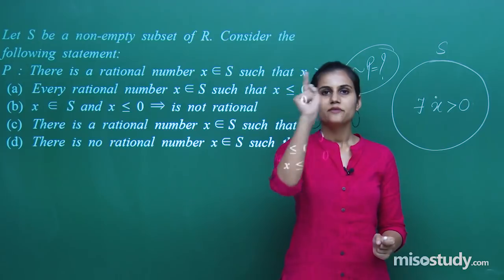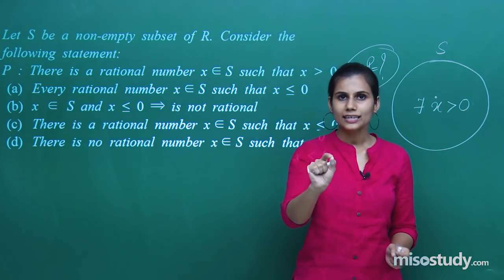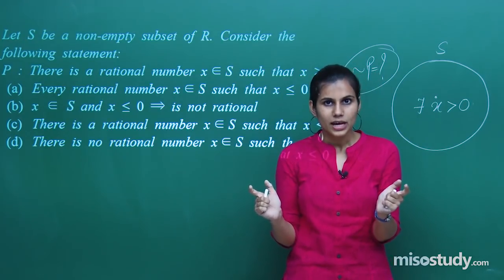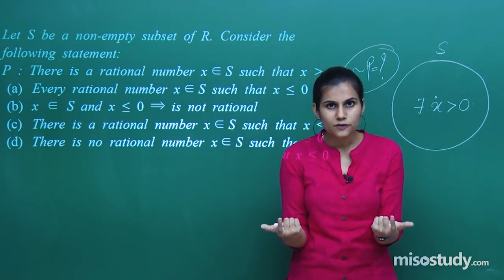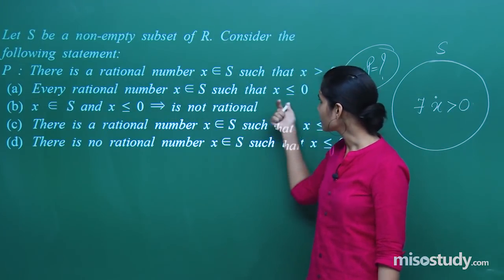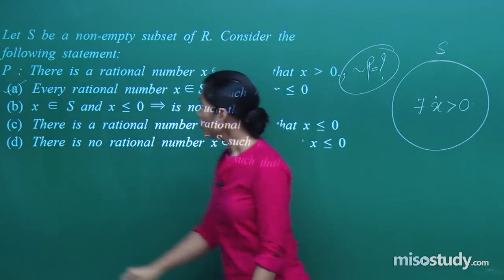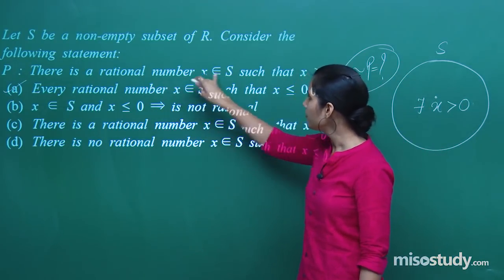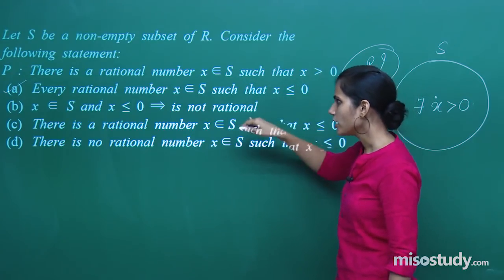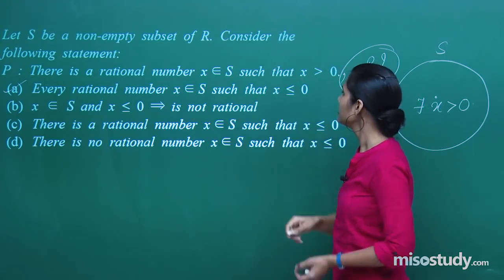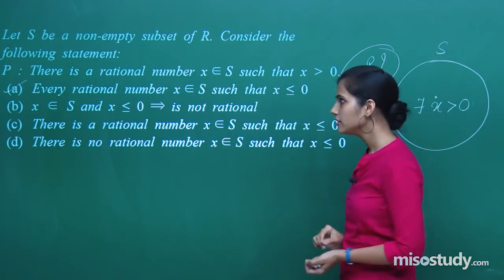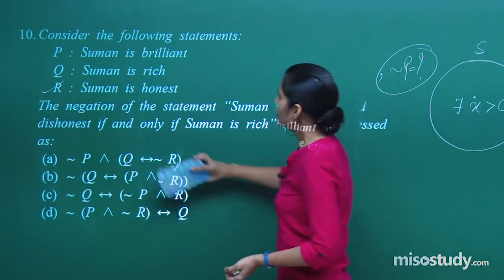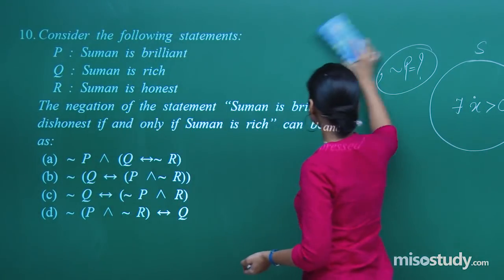So what I am trying to say is, if the statement is saying that inside the set S there is exactly one point which is positive, its negation is there is no point like that which is positive. That means any point you take in S, it is negative, or I can say every rational number in S is actually negative. So not P, or negation of P, where P is there is a rational number x in S such that x is positive, is: every rational number x in S is negative. Clear?